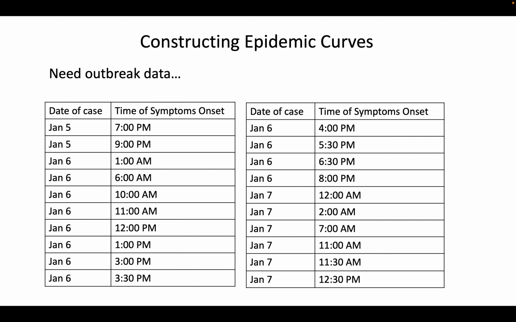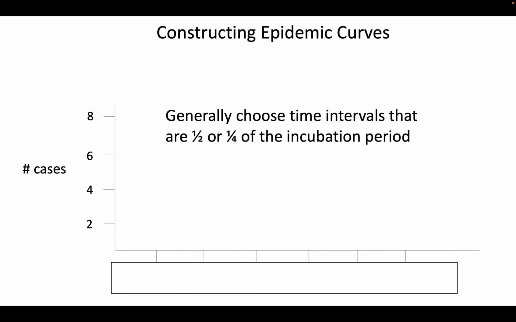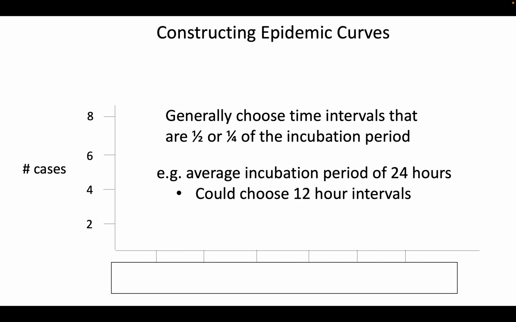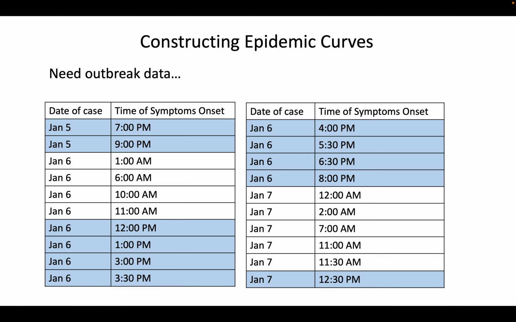Then you need to think about how you're going to group the time. What people often choose is some fraction of the incubation time, like half or a quarter of the incubation time. So let's just say the disease we're looking at, I'm not even going to make up what the name is, has a 24-hour incubation period. So we're going to choose 12-hour intervals.